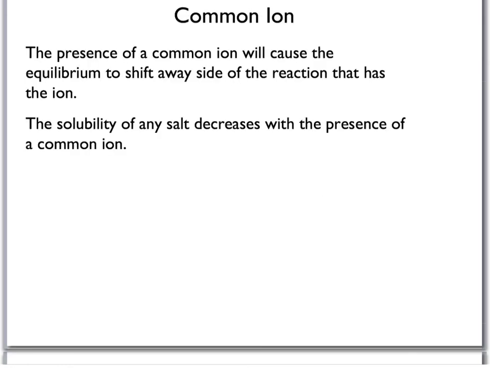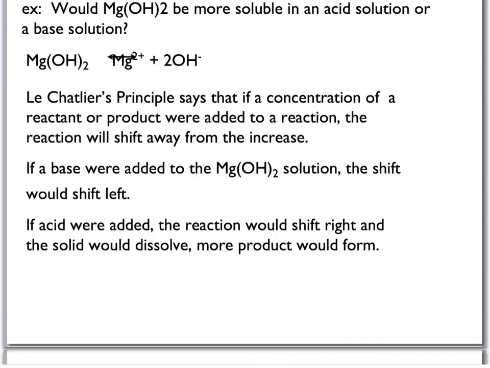Okay, common ion. We have to go back and think about Le Chatelier's principle a little bit. What they're saying is the presence of a common ion will cause the equilibrium to shift away from the side of the reaction that has the ion. The solubility of any salt will decrease with the presence of a common ion. So, let's do an example of the common ion. Would magnesium hydroxide be more soluble in an acidic solution or in a basic solution? So let's make some corrections on here. This here should be a subscript of 2, and my arrow should be right there.